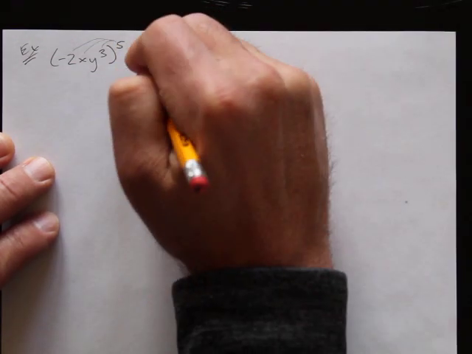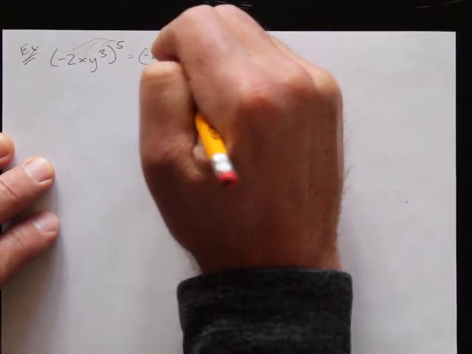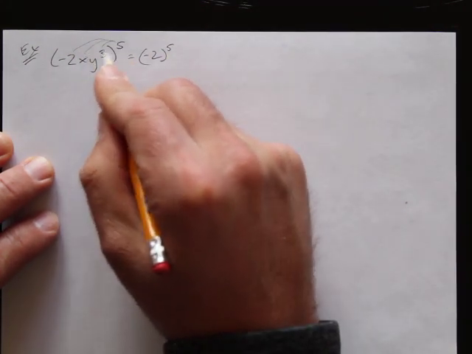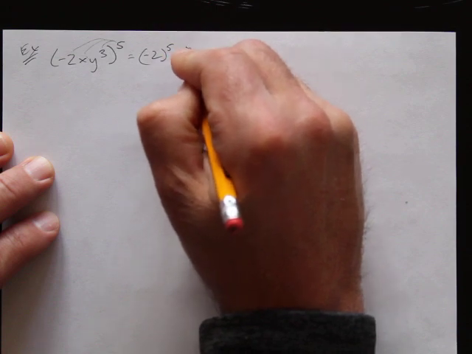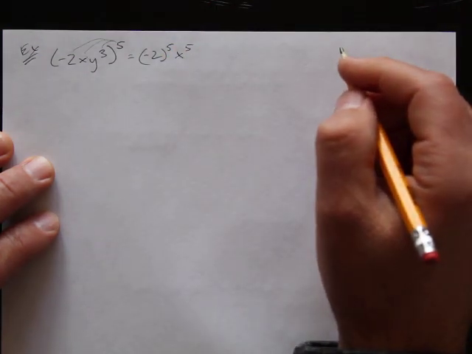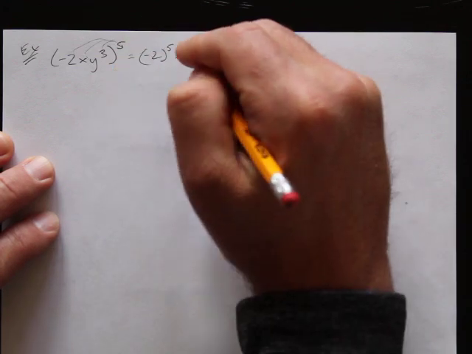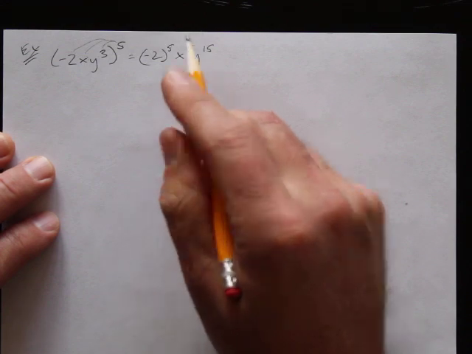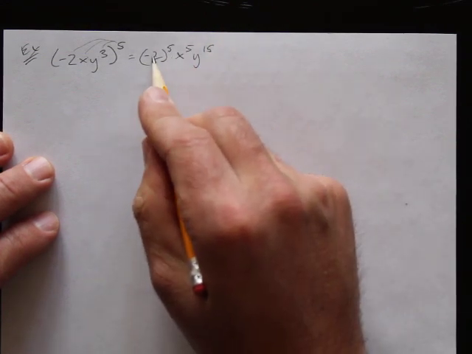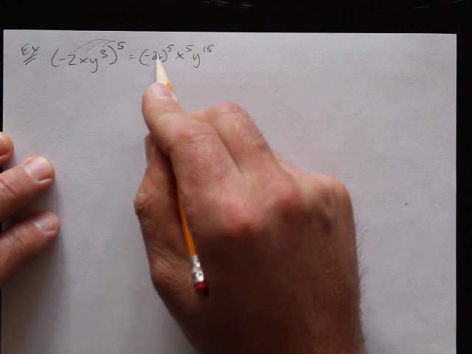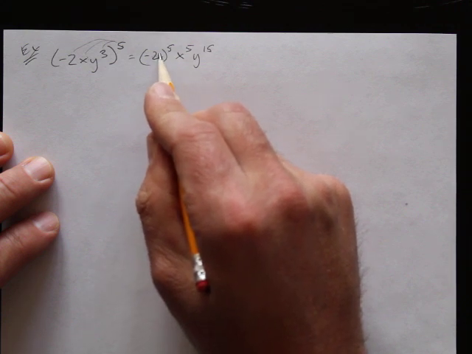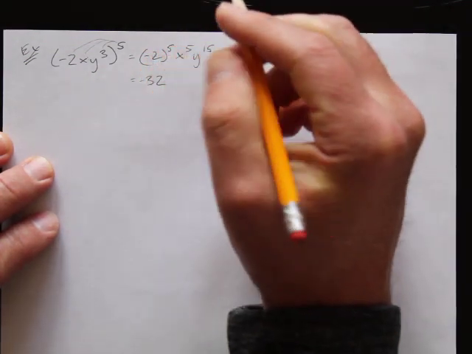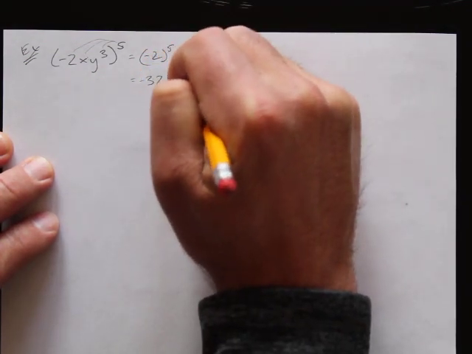So here's what I have. I have negative 2 to the 5th power. X to the 1st raised to the power of 5 is going to get me x to the 5th power. 1 times 5 is 5. And then 3 times 5 is 15, so y to the 15th power. So 2 to the 5th is 32. Negative 2 times itself 5 times is going to give me negative 32. So negative 32, x to the 5th, y to the 15th.